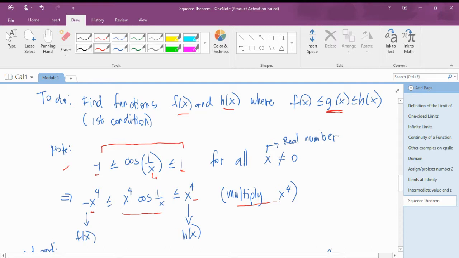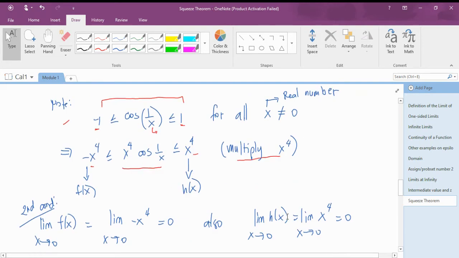So, technically, itong nasa left, siya si f of x. And then, yung nasa right naman, siya si h of x. So, nakahanap na tayo ng values ng f of x and h of x. Na-satisfy na natin yung first condition. Next, tignan natin yung second condition.